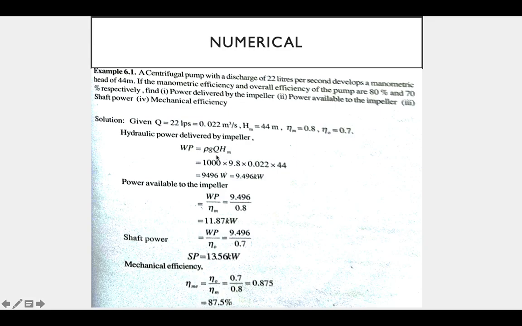We have already seen this equation. Density of water is 1000 kilogram per meter cube, acceleration due to gravity g is 9.8, discharge is 0.22 meter cube per second and manometric head is 44. You will get 9.496 kilowatt.